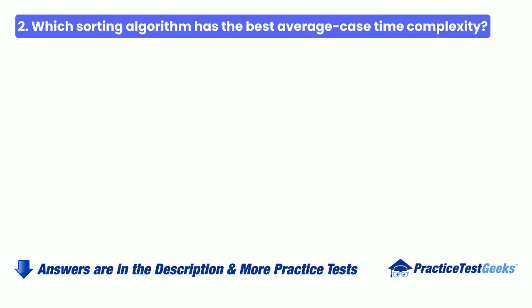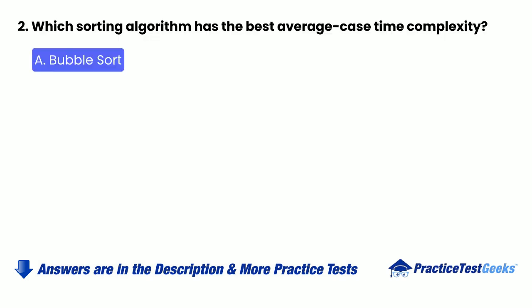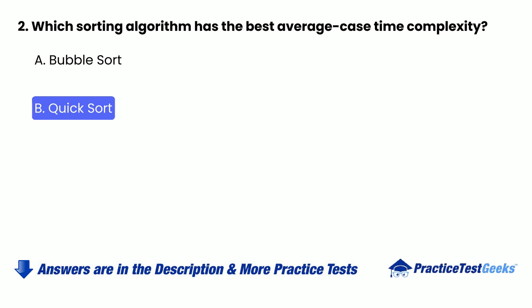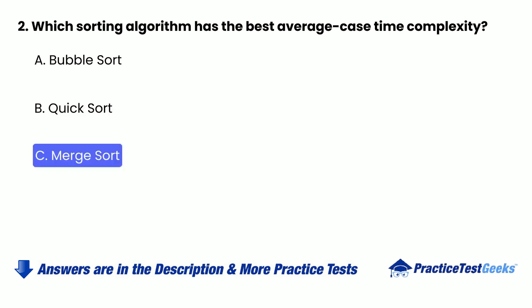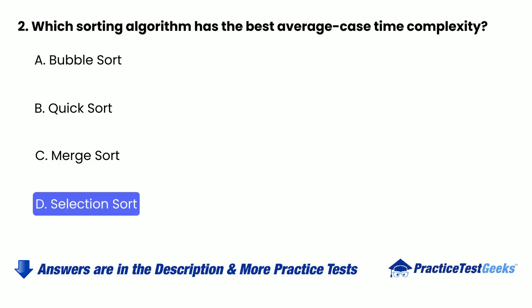2. Which sorting algorithm has the best average case time complexity? A. Bubble sort. B. Quick sort. C. Merge sort. D. Selection sort.